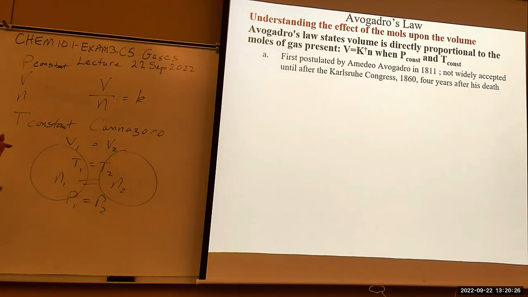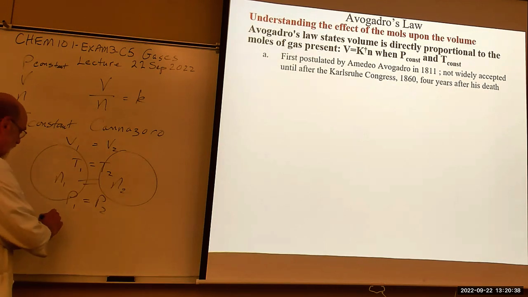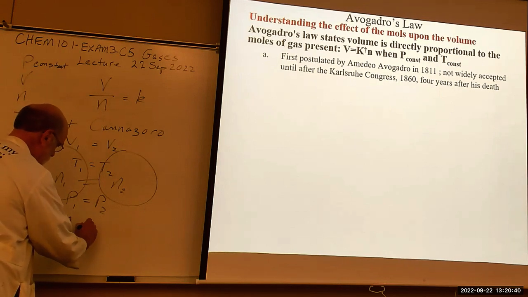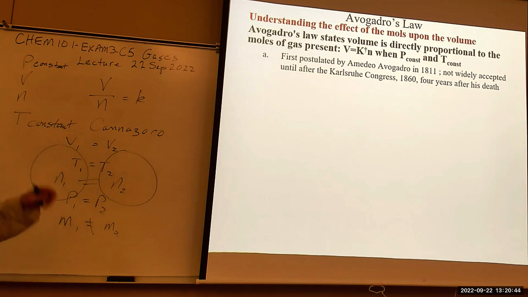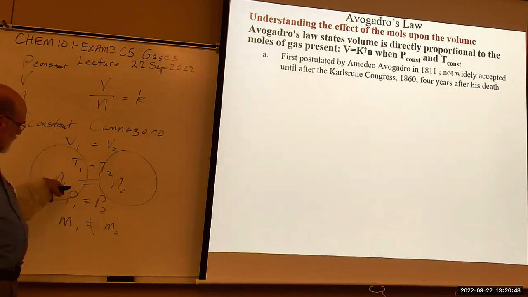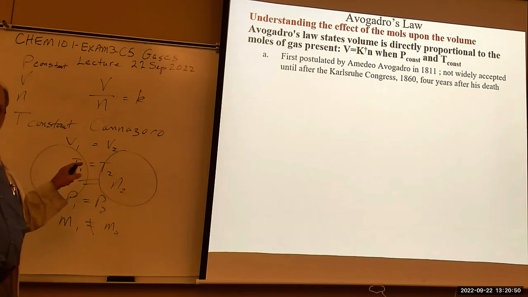Okay, that might not seem very earth-shaking right now, but what if these are two different gases? Then they're not going to have the same masses. They can have the same number of particles, but they'll have a different mass. That was not equal to that. Okay, why are they different masses? Because each one of those particles is a different mass.